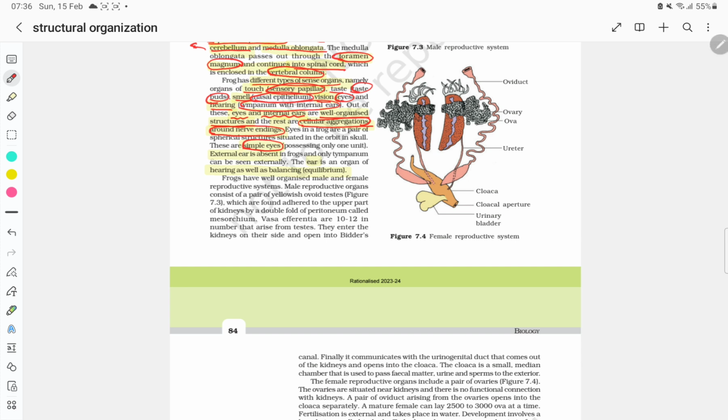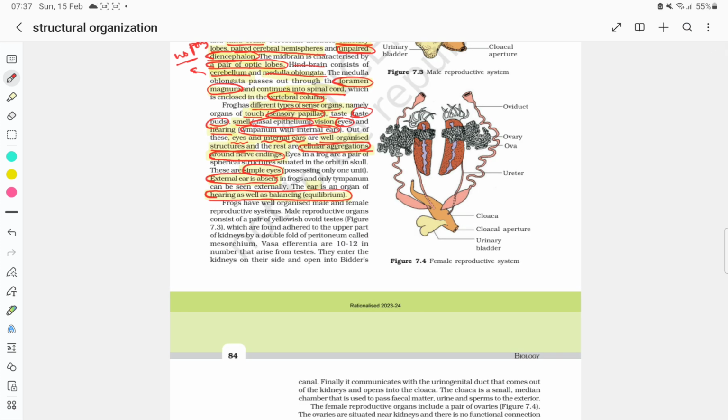External ear is absent, which we have already seen, so they have just an internal ear along with the tympanum. The tympanum and internal ear will be there. And this ear is for hearing as well as balancing. This is also a very important thing.